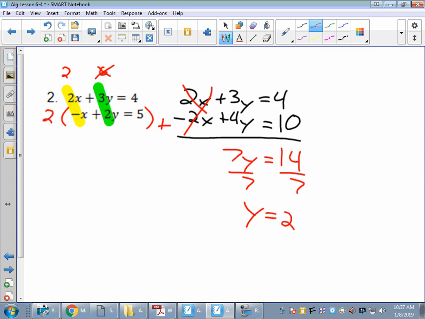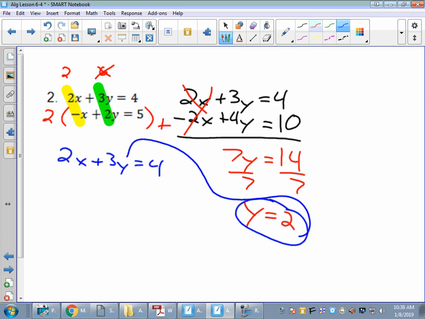And now, again, I can substitute y into either of these. Now, I don't like the negatives, so I'm going to use the first equation to substitute it in. So I'm going to go 2x plus 3y equals 4. And remember, I'm going to take this y equals 2 and substitute that in for my y here. So 2 is going in. So now it's going to be 2 times x plus 3 times 2. I use parentheses when I substitute in. Equals 4.